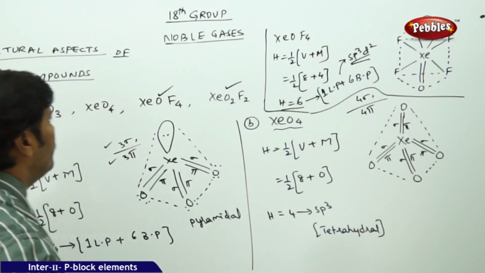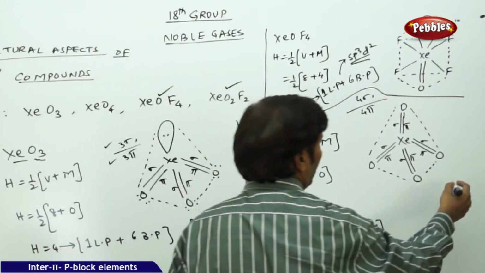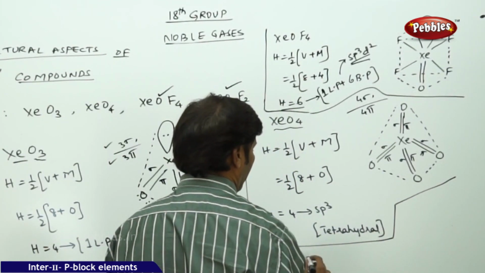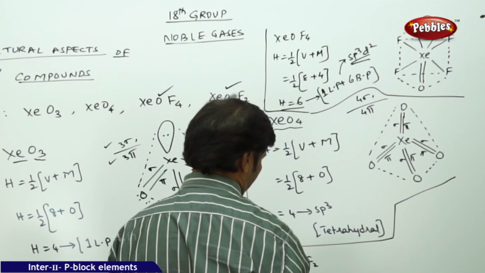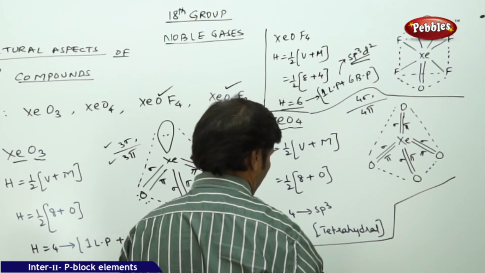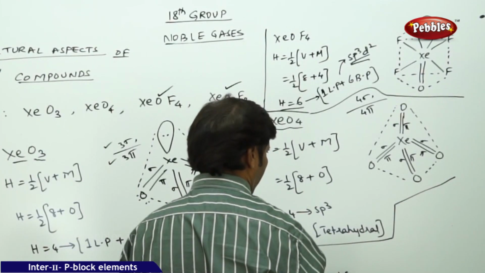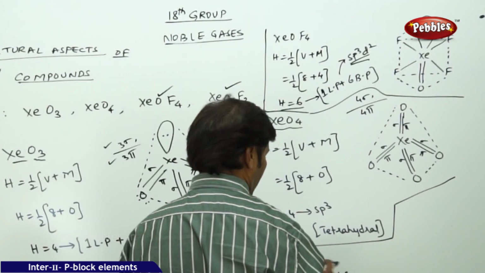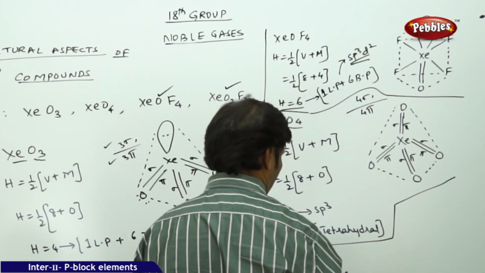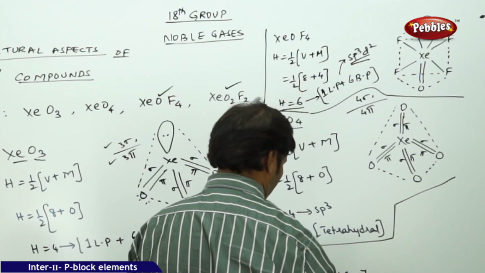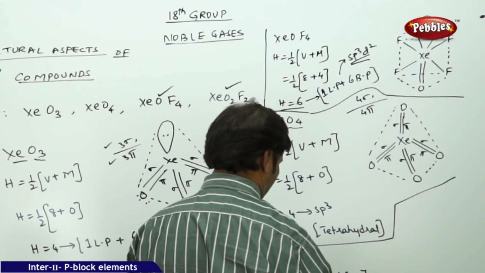And now I think you can go for XeO2F2 also. You can take XeO2F2. If you take H is equal to half of V plus M, which is equal to half of the number of valence electrons, 8, and the number of monovalent atoms, 2. So 2, because oxygen is not monovalent, it is bivalent. So H is equal to 10 by 2, which is equal to 5.